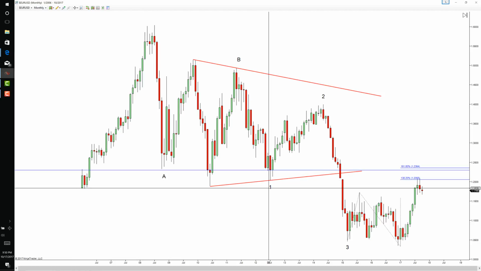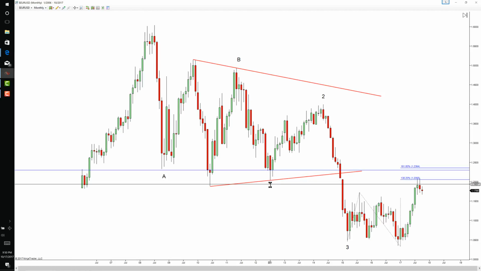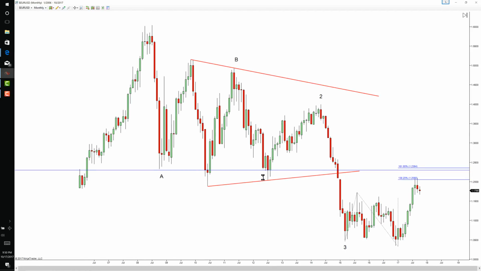So another way to look at this is, I was speaking with a friend of mine the other day. Instead of putting the 1 at the top, at the current bottom, this 1 could also be labeled here. And now you have an expanded flat wave B. So from this top, you have a 1, 2, basically 3, 4, 5 for 1. You have the A here. You have an expanded flat 3-wave move here for B, and then you have a 1, 2, basically 3, 4, 5, which will be an ending diagonal C for wave 2.